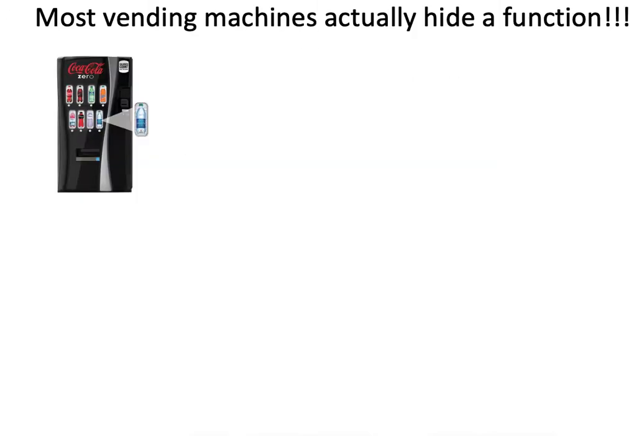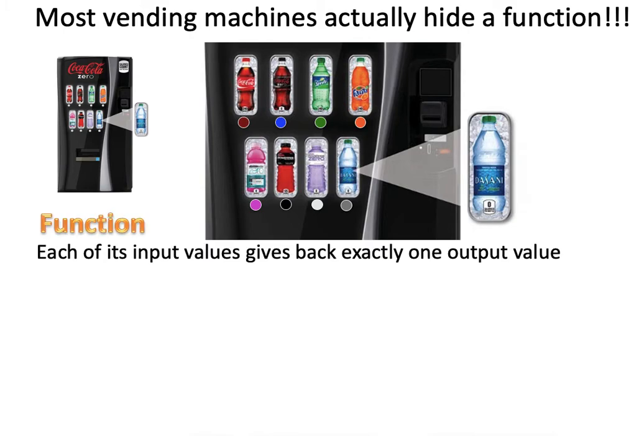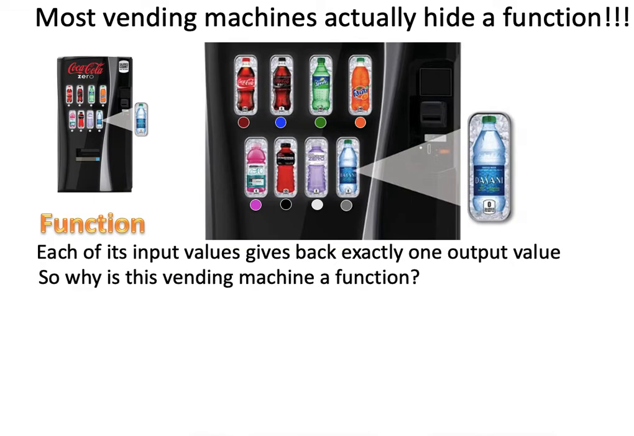Okay, I don't know if you knew this or not, but most vending machines actually hide a function. I know. Take, for example, a Coke machine or a soda machine. It's actually a function. Each of its input values gives back exactly one output value. So, the question is, why is this vending machine a function? Does each input give you back one output?